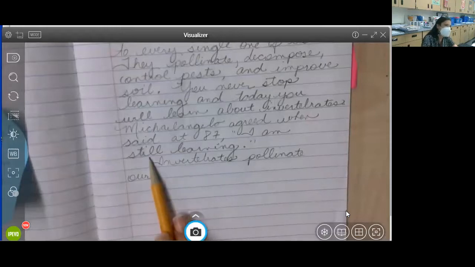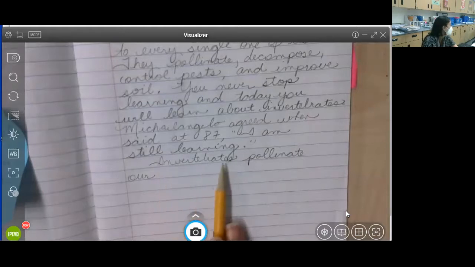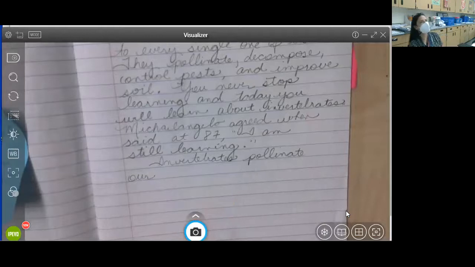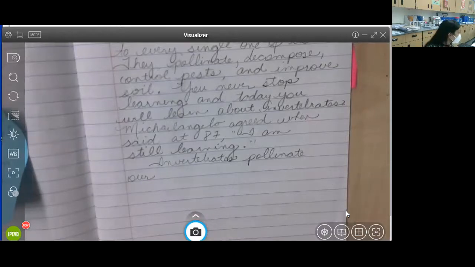Still learning invertebrates. Okay, invertebrates right here. That's a long word. Evelyn, tell me loud. Ooh, I like that. Invertebrates pollinate our whole earth, our entire earth. All of the plants on our entire earth. All of the plants in the world. That's true.